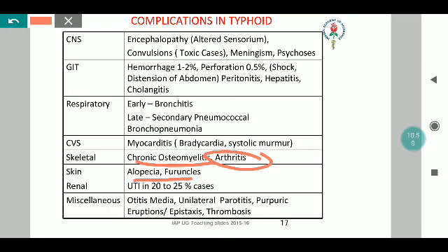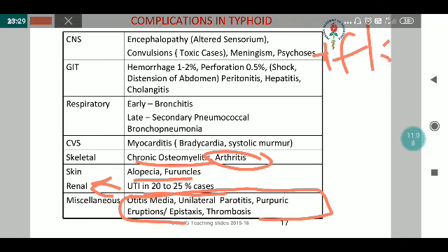Apart from that, it is associated with a UTI in 20 to 25% of cases as renal manifestation. Now, other atypical manifestations such as otitis media, parotitis, epistaxis and thrombosis may be seen and are quite rare. And it may also be associated with febrile seizures if in the febrile seizure age group.